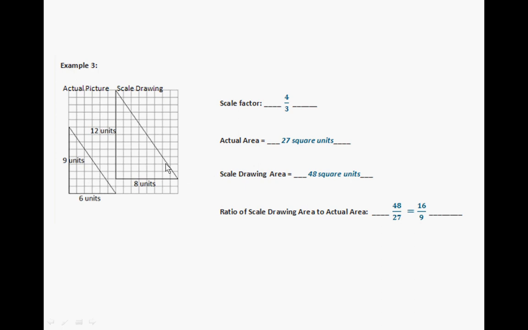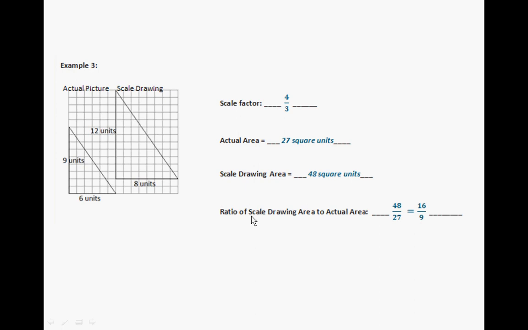So now figuring out the actual area, you're probably wondering, well, how is this 27 if 9 times 6 is 54? Well, remember, this is a triangle, and once you multiply the sides, 9 times 6, you need to take half of that. So 54 divided by 2 is 27. The same thing with our scale drawing. 12 times 8 is 96, and half of 96 is 48.